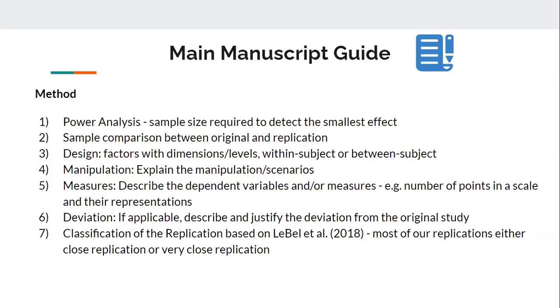And please describe and justify the deviation of the replication from the original study, if there is such deviation. You should also classify the replication closeness to the original based on LeBel et al. 2018. They provided a taxonomy, which is really great. I will talk about LeBel et al. 2018 in later slides. I also mentioned the classification in tutorial 1. So most of our replications are going to be very close replications, and some of them are close replications.